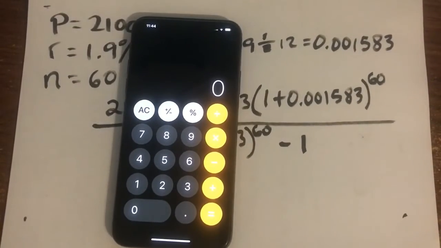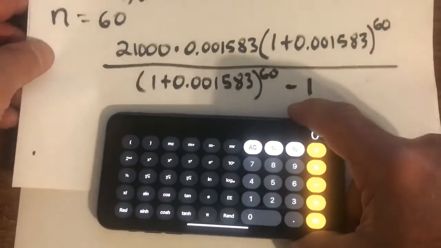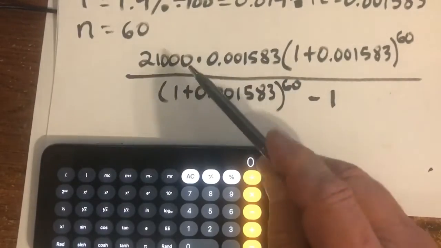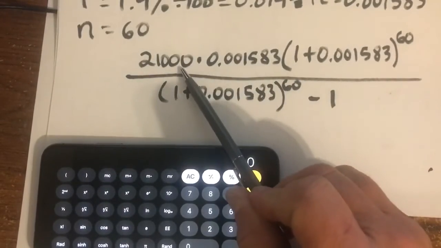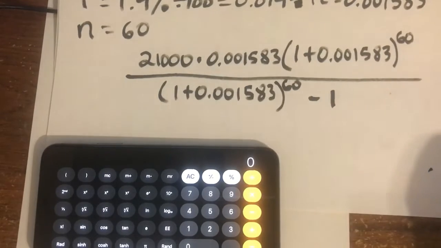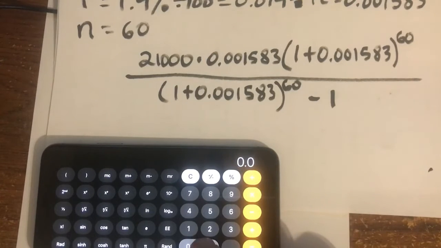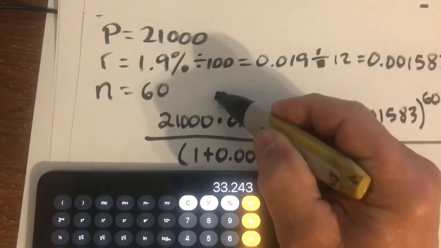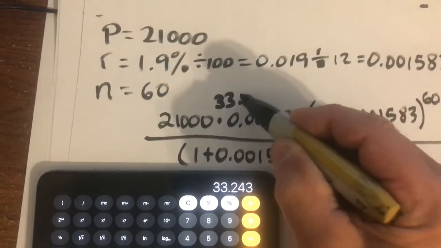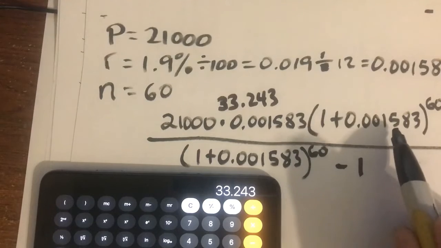Okay, so if you don't have a TI Nspire calculator like the one that I was using, you can use your phone. You turn it this way, that's when it becomes scientific. Still using the same calculation here. Do one operation at a time. So we're going to take 21,000 times the 0.001583, okay, and get a result. Times 0.001583. 33.243, and then we're going to do this step here.